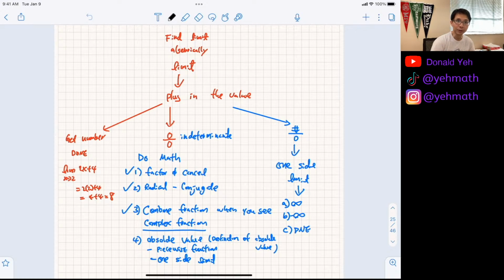Okay, so at first we talked about, we already went through all the things on the left-hand side. The only last part is the infinite limit, which is number over zero. If you have number over zero, what do you do, right? And what are the one-sided limits? Those are things that a lot of people get confused about, but they are actually one of the easiest ones because they require the least amount of work.